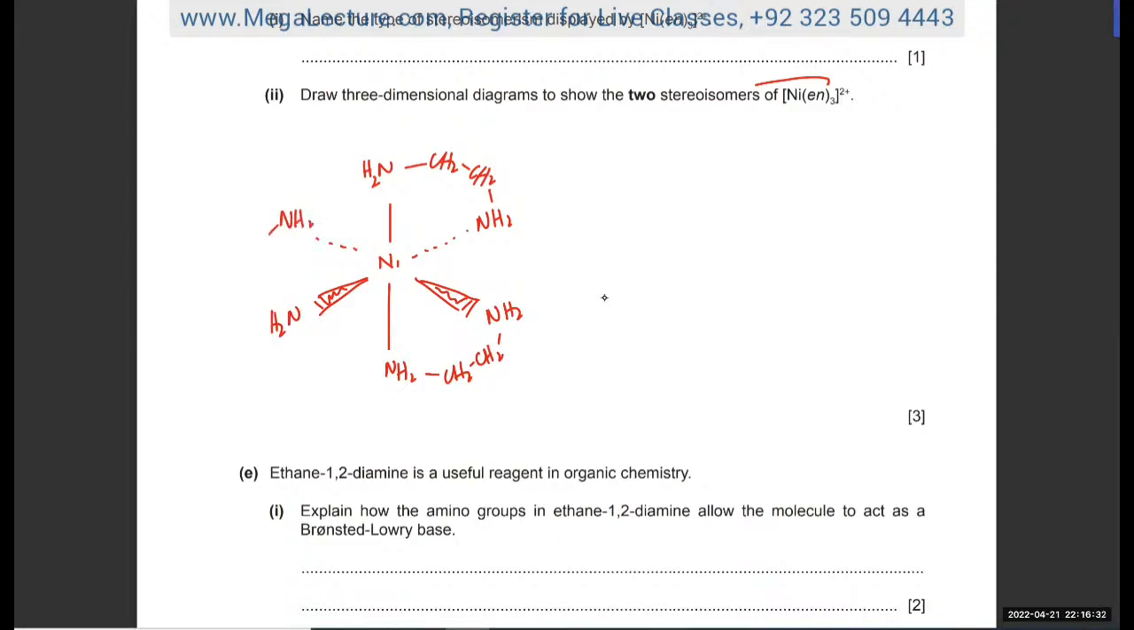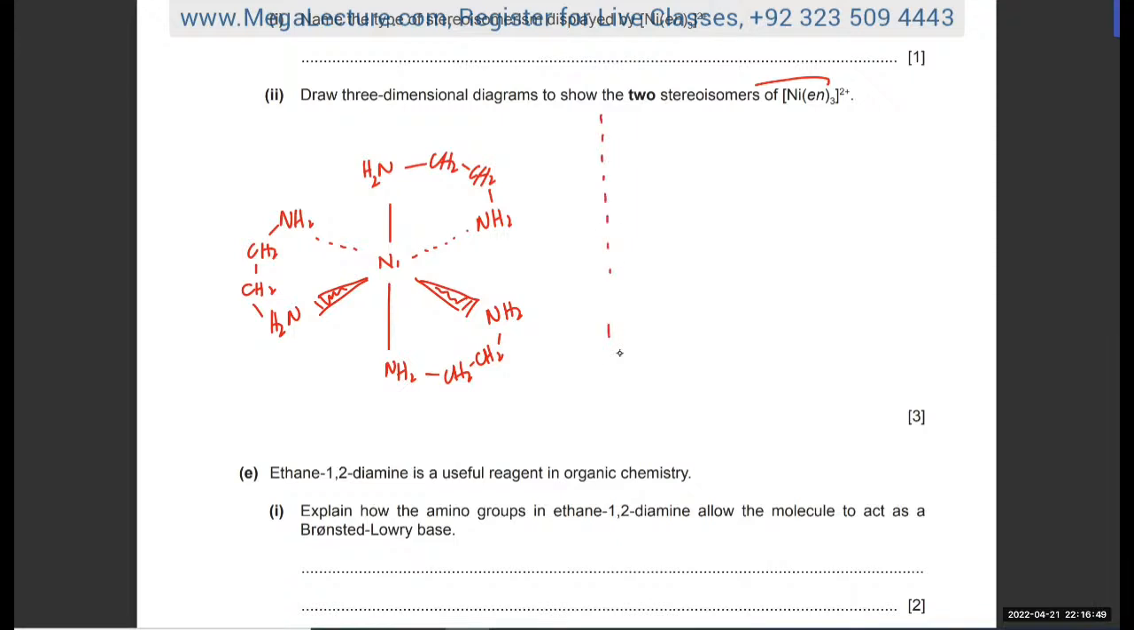Sir, it doesn't matter which one goes where, it can be random. But I could have attached it over here and over here. The other one is going to be a mirrored version of that. That would be the other one.